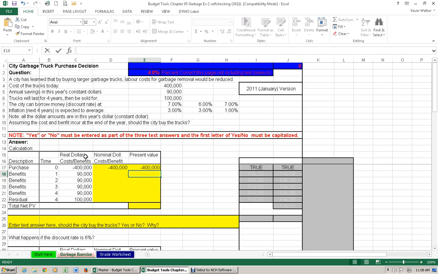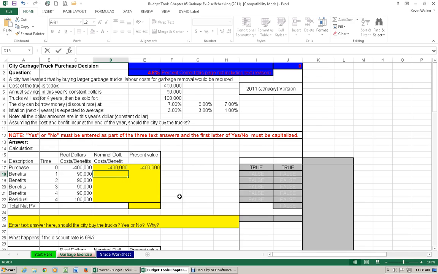Okay, so we want to know, when we do these benefits in a year, what we're going to end up with at the bottom of the day. Is this offer to buy this truck, with these savings and this residual value that we're going to get when we sell or trade them in, under this discount rate and this inflation rate, and then later this one and this one, is this worth doing? Okay? So this is our dilemma.